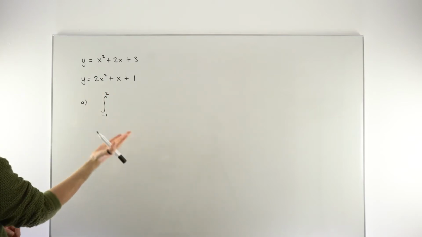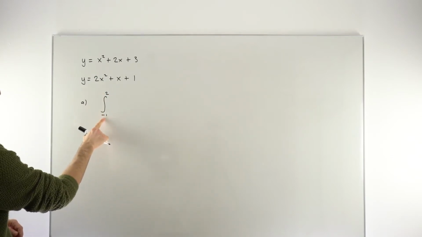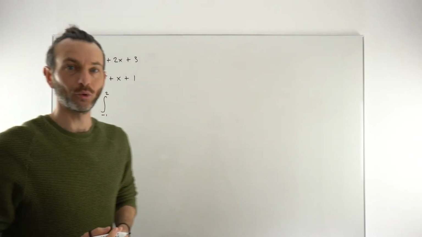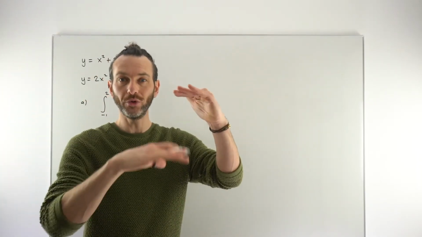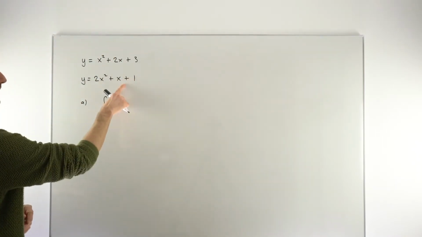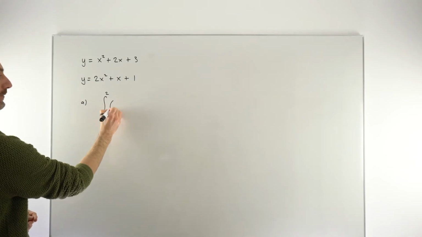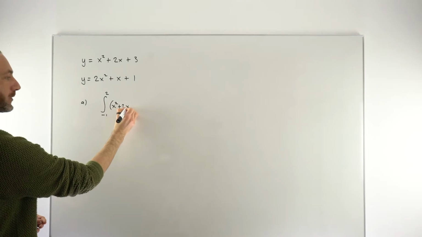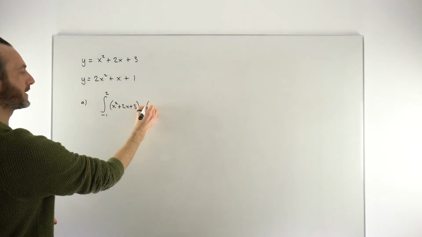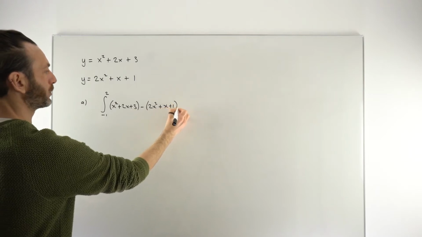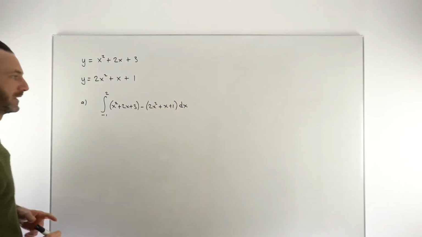So remember, going in numerical order from the lower limit to the upper limit, so -1 to 2, of the upper function minus the lower function. Remember, it's the upper function on the shaded area minus the lower function. This is our upper function in this case, and the lower function. So good practice, in fact really important, to use brackets here. So upper function is x squared plus 2x plus 3 minus the lower function 2x squared plus x plus 1, and we're integrating in the x direction, so dx.